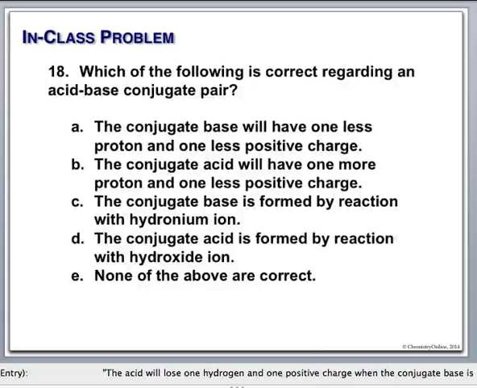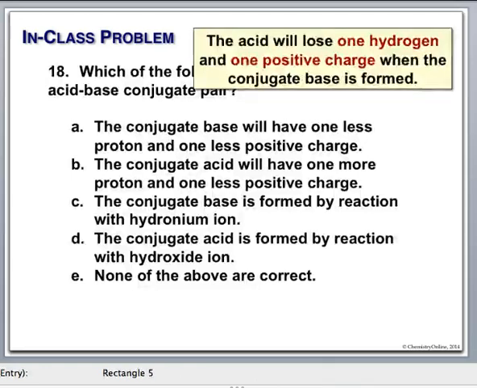All right, what is true about conjugate acid-base pairs? The base will have 1 less proton and 1 less positive charge. How do you make the conjugate base? You take the acid and you allow it to donate its proton. When it does, the proton goes as a positive thing, doesn't it? So that means that the base must have 1 hydrogen less and 1 positive charge less.